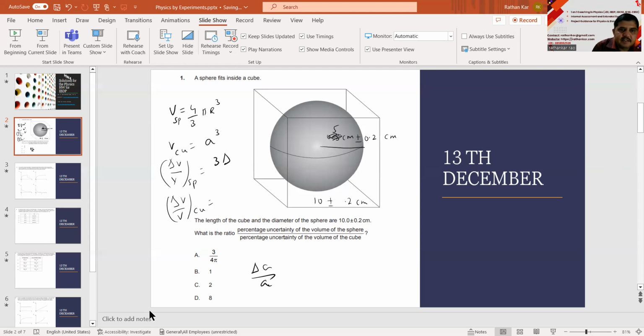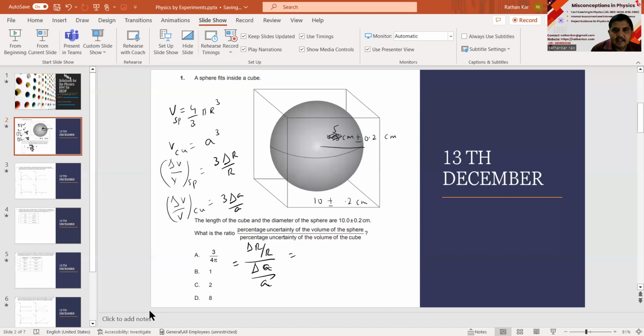This should be 3 times delta R by R. And this should be 3 times delta A by A. And when I do this, I get, for the sphere by cube, delta R by R divided by delta A by A. This should be the answer.